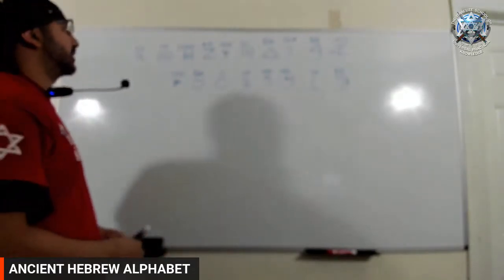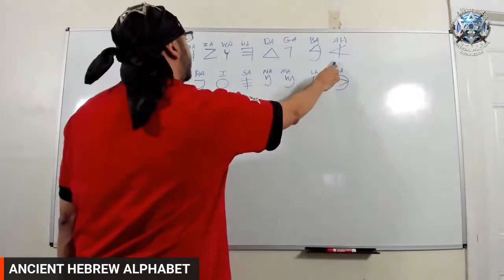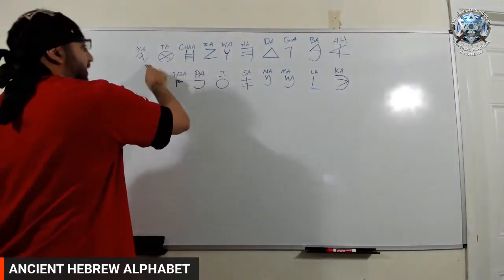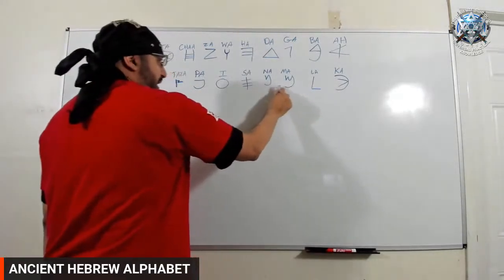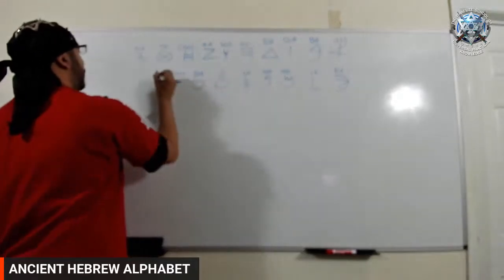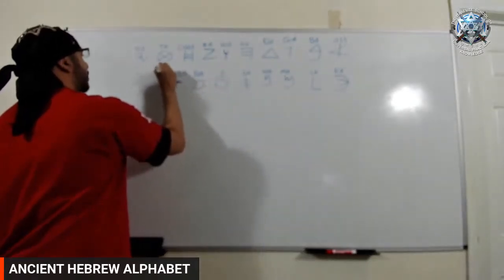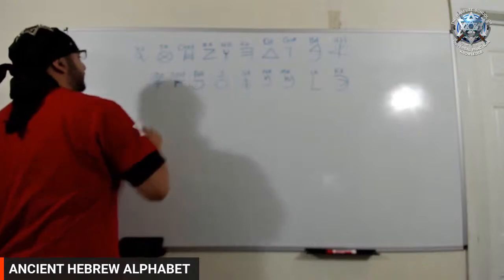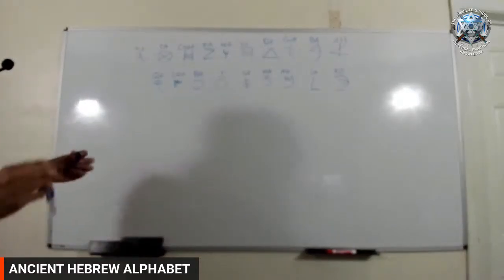Again, starting from the top. A, ba, ga, da, ha, wa, za, cha, ta, ya, ka, la, ma, na, sa, I, pa, ta, za. Now we have the letter qua. We're almost done. Qua. This is what the letter qua looks like.